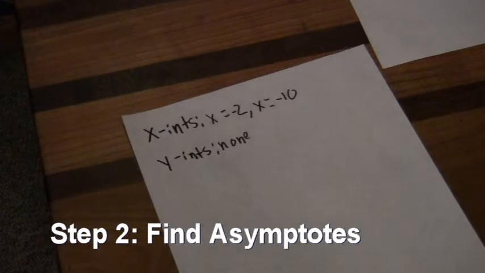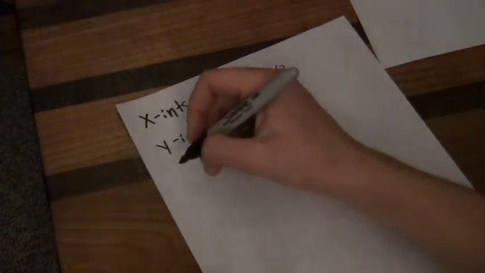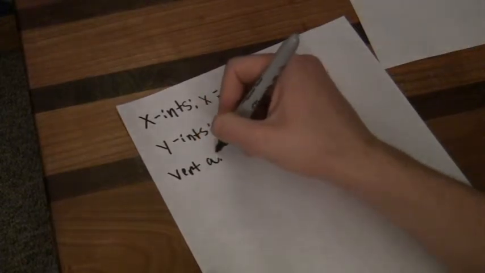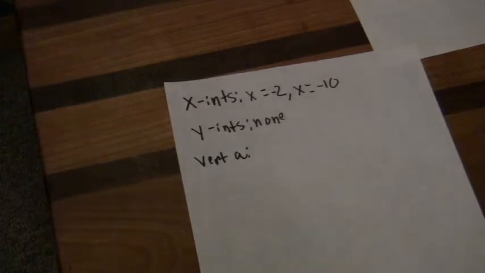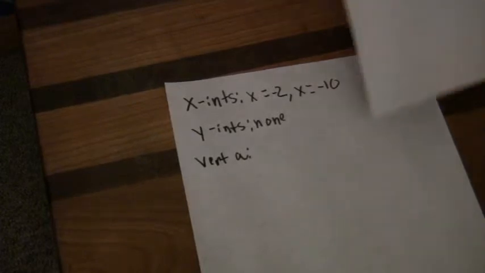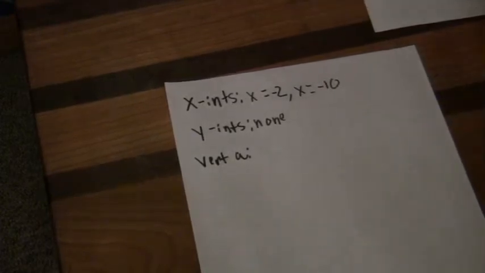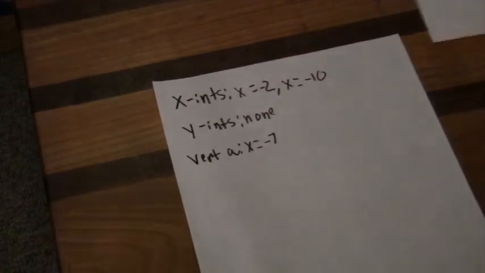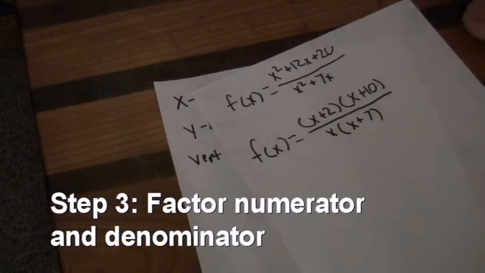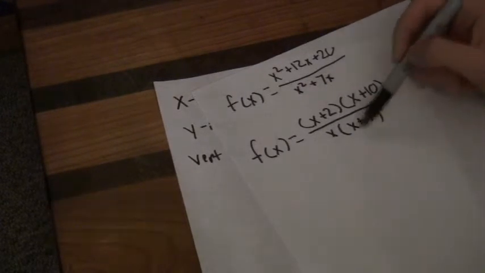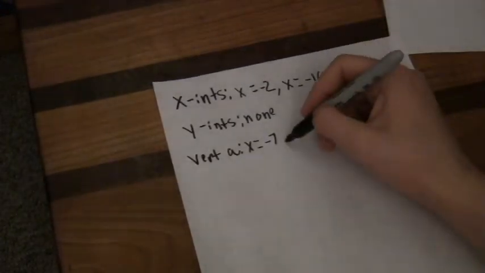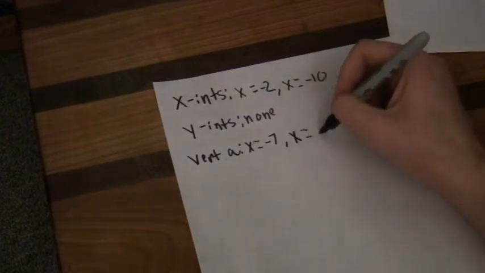Another thing we got to find are the vertical asymptotes. Now, the vertical asymptotes are when the denominator equals 0. So we've got x plus 7, so x equals -7. Also, because we got that x out in the front, if this x out here equals 0, it doesn't matter what's in here. The whole thing's just going to be 0. So another vertical asymptote is when x equals 0.